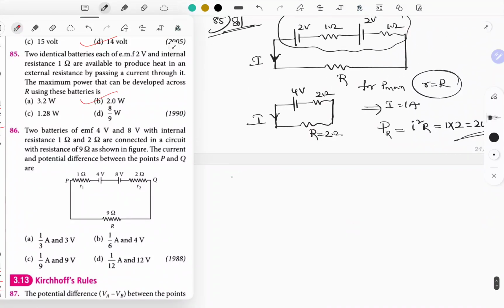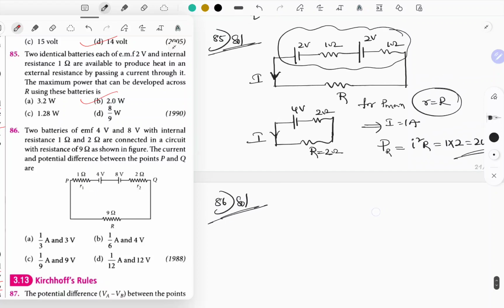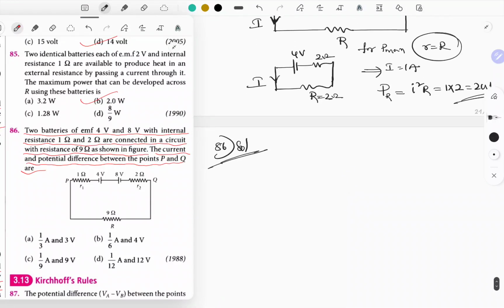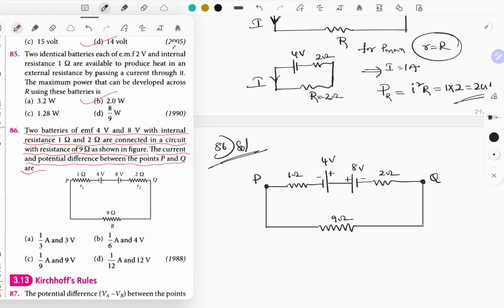Understood? Okay, let's move on to the next question, number 86. Hope you are following. Two batteries of EMF 4 volts and 8 volts with internal resistance 1 ohm and 2 ohm are connected in a circuit with resistance 9 ohm in the figure. The current and potential difference between two points P and Q are... Okay. Potential difference between P and Q is nothing but potential difference across the load resistor, right? So let me draw that circuit. This is the circuit they have given.